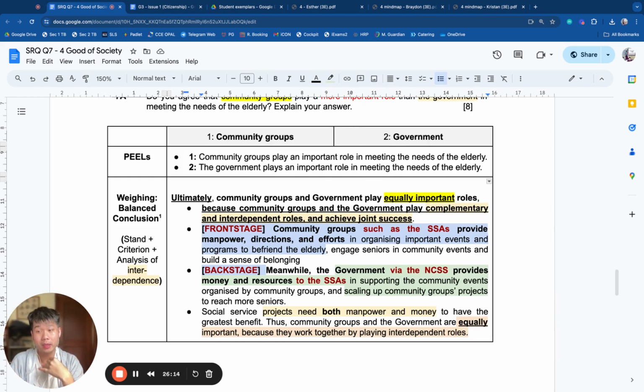And this balanced conclusion is an analysis of how they count on each other. It's interdependent, right? It's not a tautological, circular argument of, well, they're just equally important because both are important. No, I'm showing how they depend on each other. That is the essence of a good balanced conclusion.